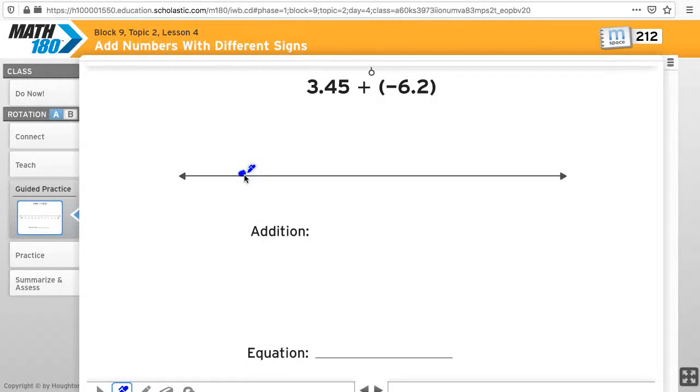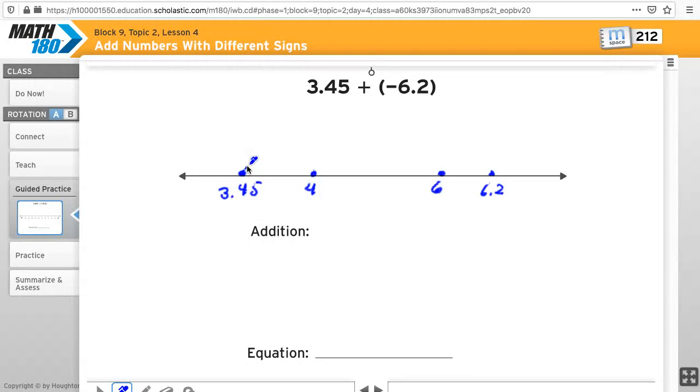Here's 3 and 45 hundredths. The next whole number will be 4. The next whole number after that will be 6. And then finally, 6 and 2/10. Notice, again, I am not worrying about the negative sign.